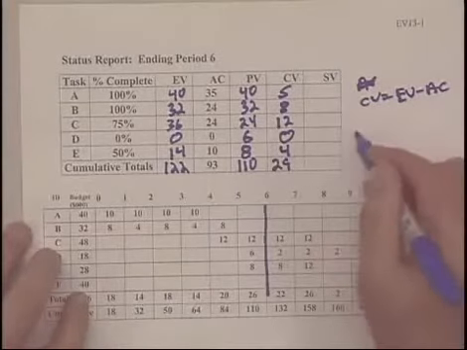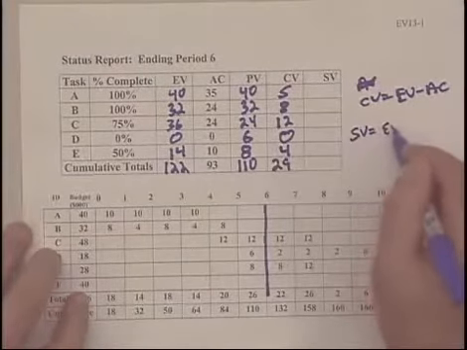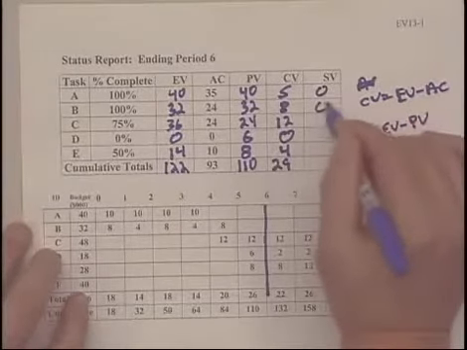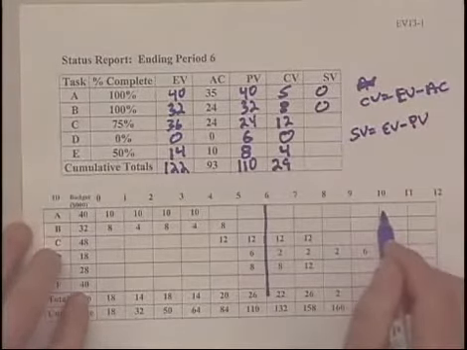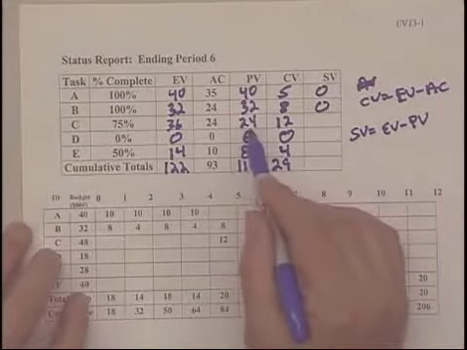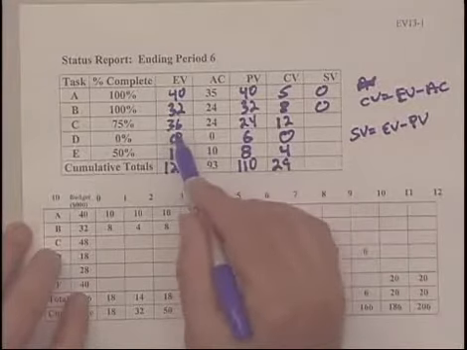Now we do the schedule variance, earned value minus planned value, 0 and 0. A and B were supposed to be done. They are done. $24,000 worth of work on C was supposed to be done at this time period. We're ahead of schedule by 12.